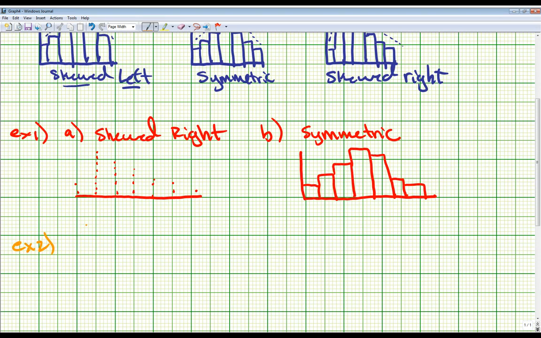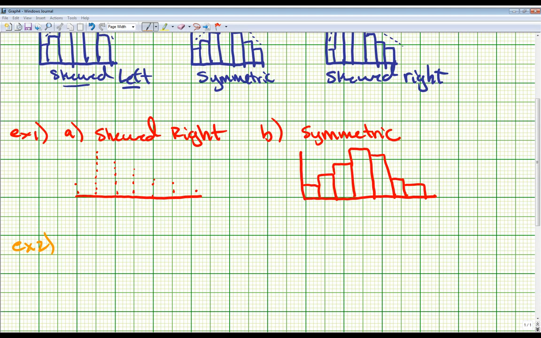Example 2 is describing the shape of a distribution again. So looking at our book, the directions say the frequency table shows the ages of people watching a comedy in a theater. Display the data in a histogram, and then describe the shape of the distribution. So they've kind of given us what it looks like right here. So we've kind of done that work for us.